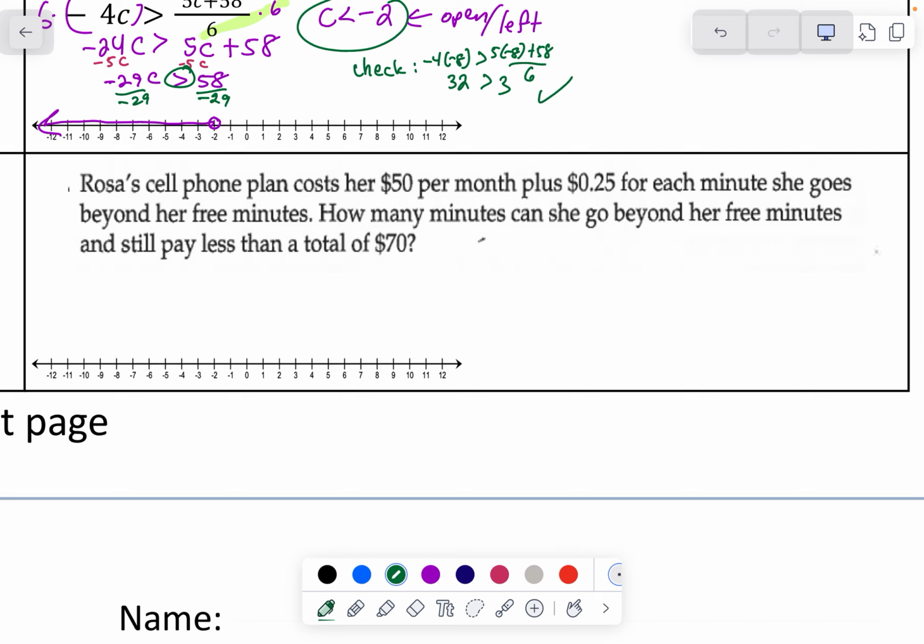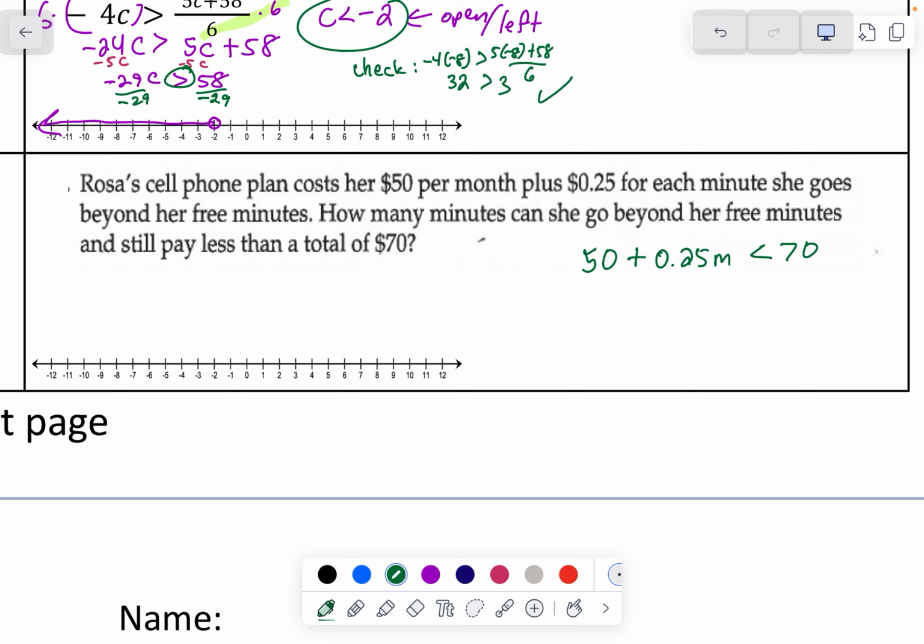She has to pay her $50 bill. And then if she goes 1 minute over, she pays 25 cents. 2 minutes over, she pays 50 cents, and so on. So for every minute she goes over, if we multiply that by 25 cents, 0.25, we're going to find the cost that she's gone over that adds on to her bill. And we want that to be less than $70. It's just an inequality, now that we have it set up, that we've got to solve.